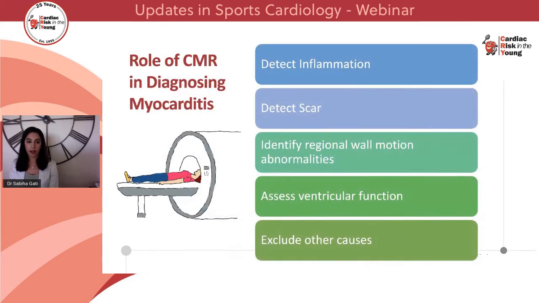So cardiac MR has evolved as a primary non-invasive diagnostic modality in diagnosing myocarditis with a high sensitivity and specificity and diagnostic accuracy. It can detect myocardial inflammation and edema. It can detect myocardial scar and fibrosis. We can identify regional wall motion abnormalities very accurately and assess ventricular function. And it's also great at excluding other causes of chest pain and positive troponin rise.